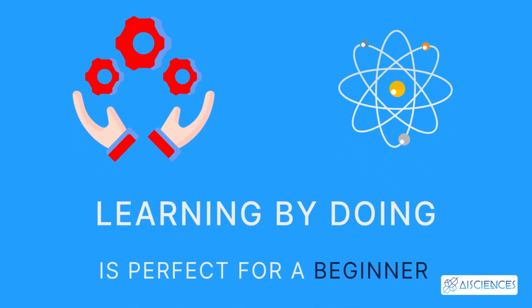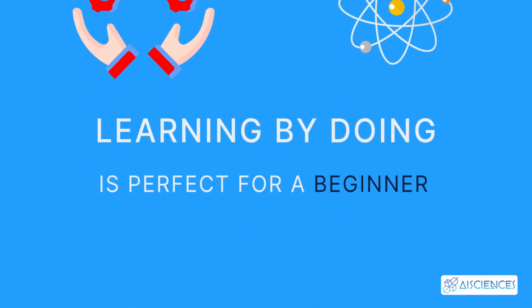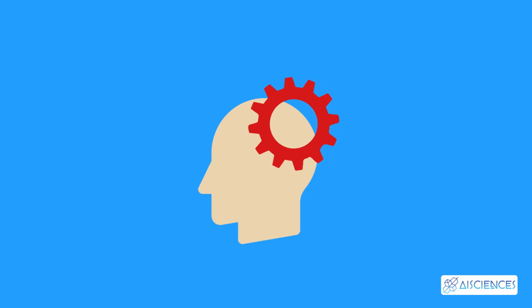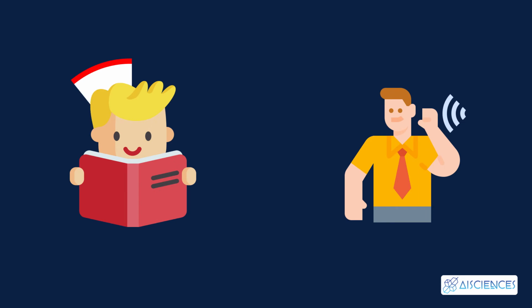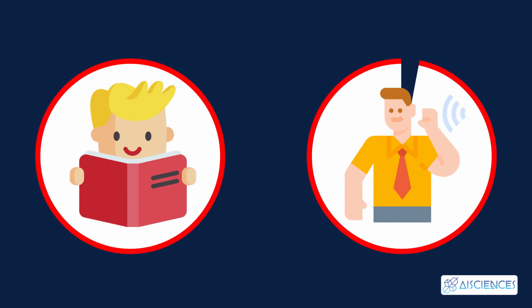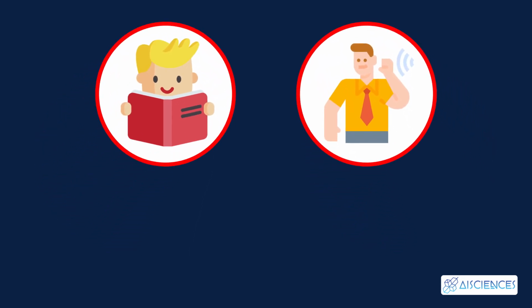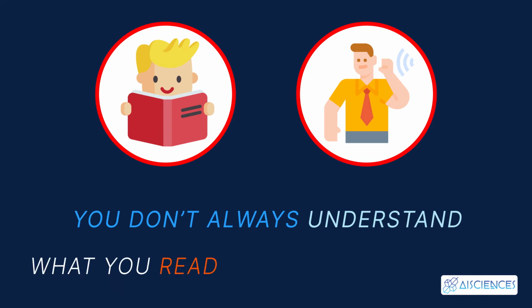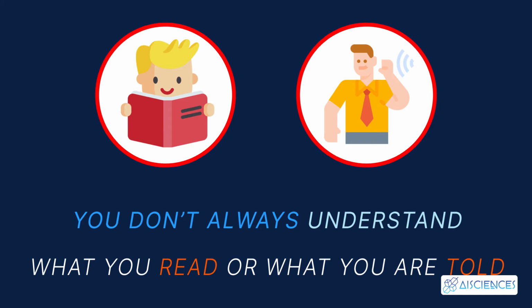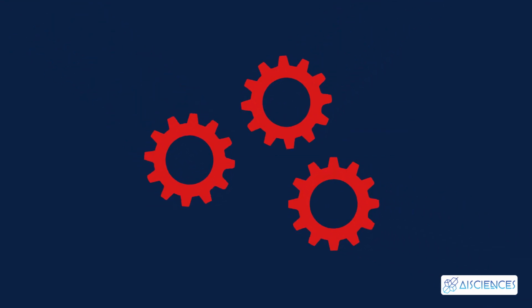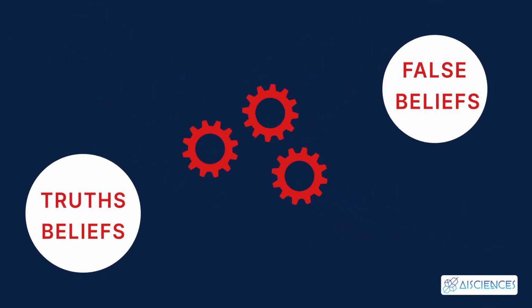Learning by doing is perfect for a beginner, as it promotes critical thinking. And critical thinking is important in the data science field. Reading and listening to lectures doesn't add much richness to your own learning experience. As the Chinese proverb points out, you don't always understand what you read or what you're told. But doing things and experimenting on your own allow you to question the status quo. You discover new things and new methods. Most importantly, critical thinking empowers you to discern between truths and false beliefs.